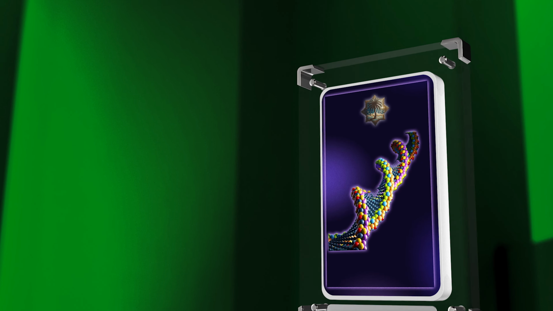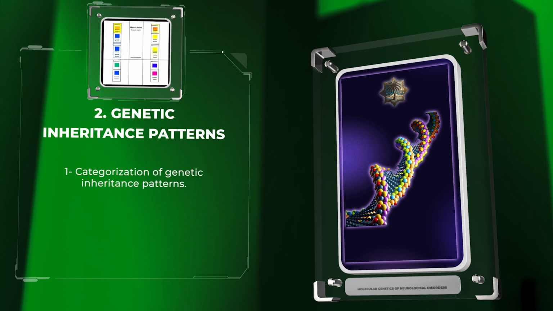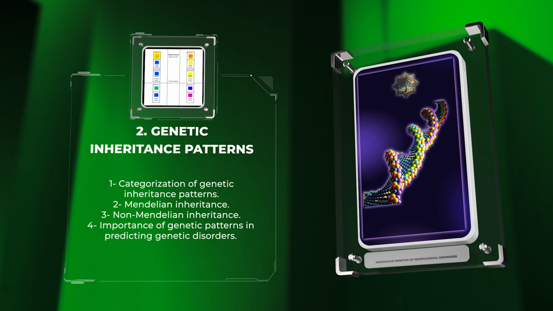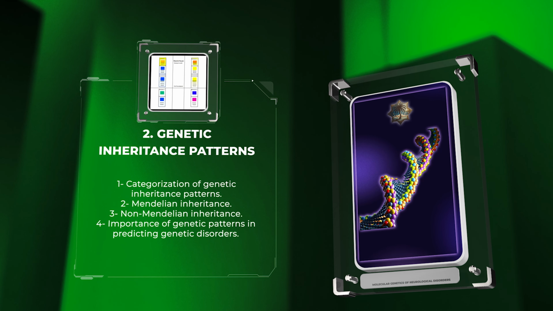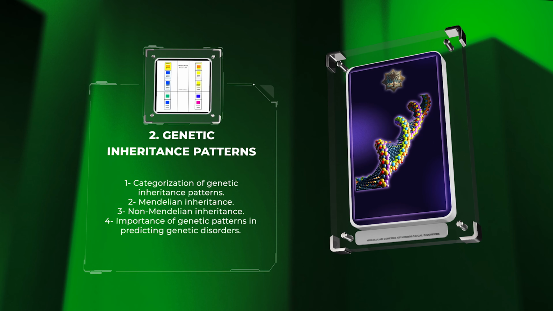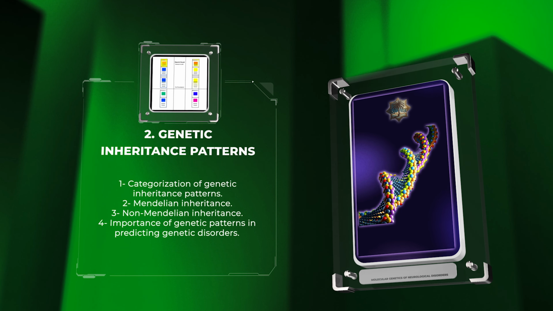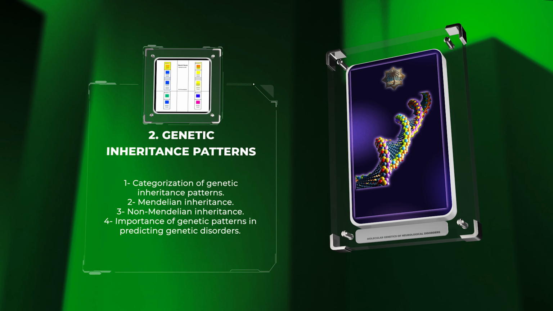In summary, genetic inheritance patterns can be categorized into Mendelian and non-Mendelian inheritance. Mendelian inheritance follows dominant and recessive traits, while non-Mendelian inheritance includes codominance, incomplete dominance, polygenic inheritance, and sex-linked inheritance. These patterns are important for predicting genetic disorders.